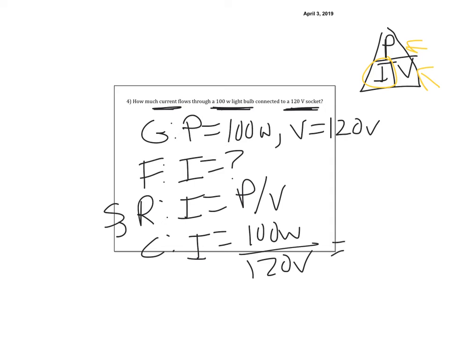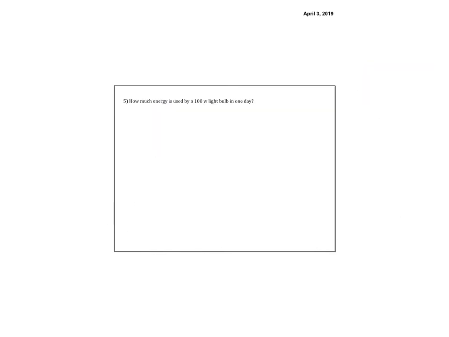I've got to plug that in. My calculator is not behaving. Here we go. 100 divided by 120 is 0.83. The question is the units, but we know it's I, so it's amps. So 0.83 amps. Good.